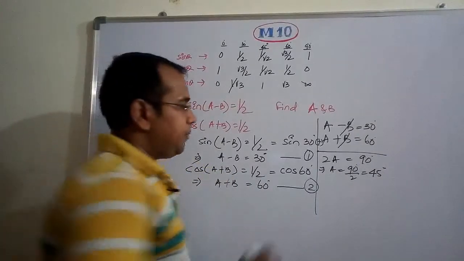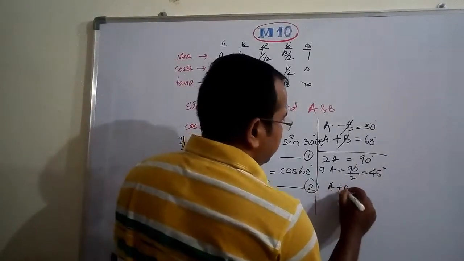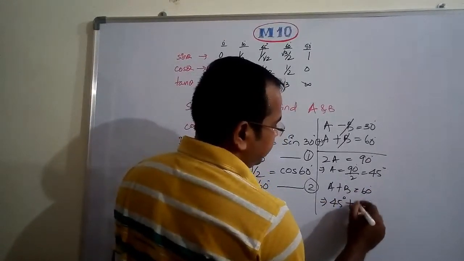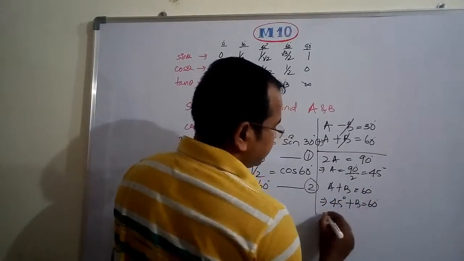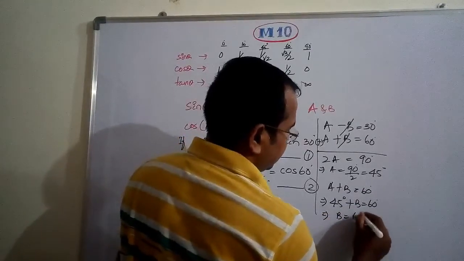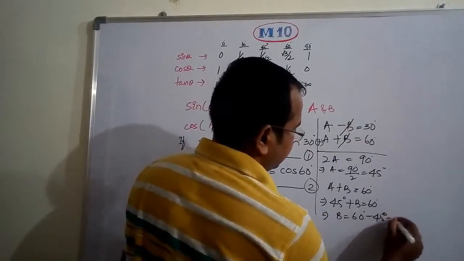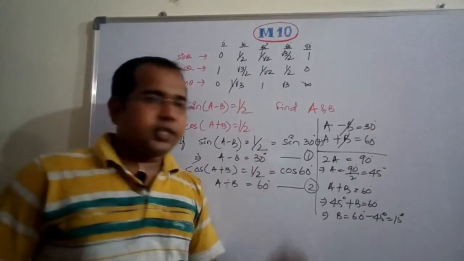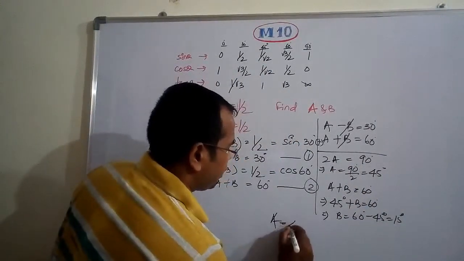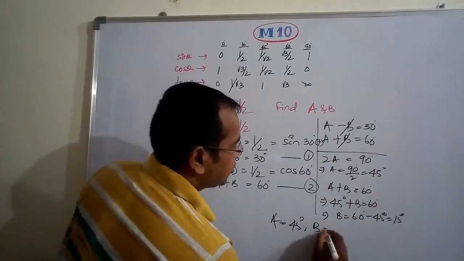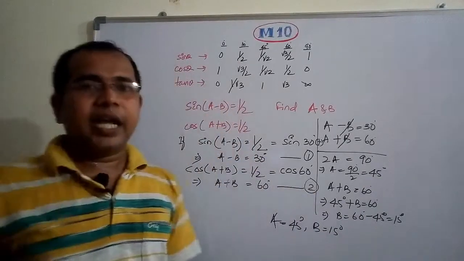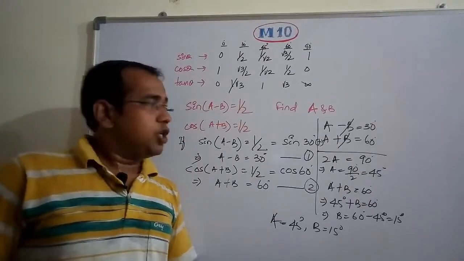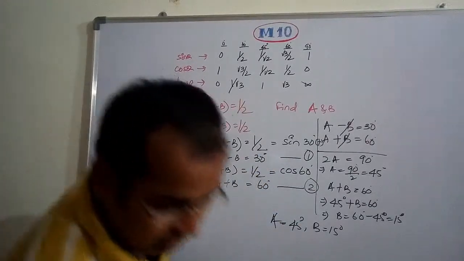You have got one angle, that is A. Now we need to find B. Now see here, A plus B equals 60 degree. Put the value of A, that is 45 degree. So you have got two results here. A equals 45 degree and B equals 15 degree. This is your answer. And such kind of question usually comes in the board exams. So remember this.